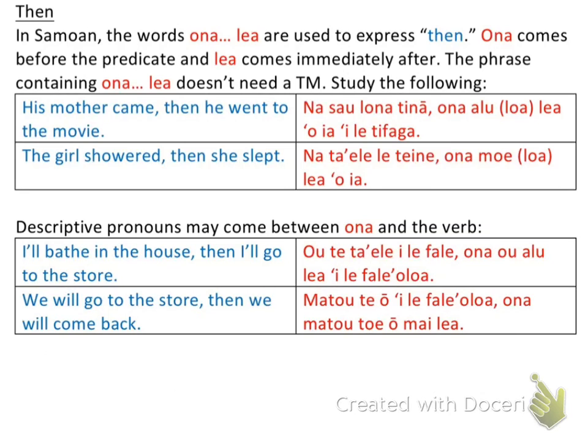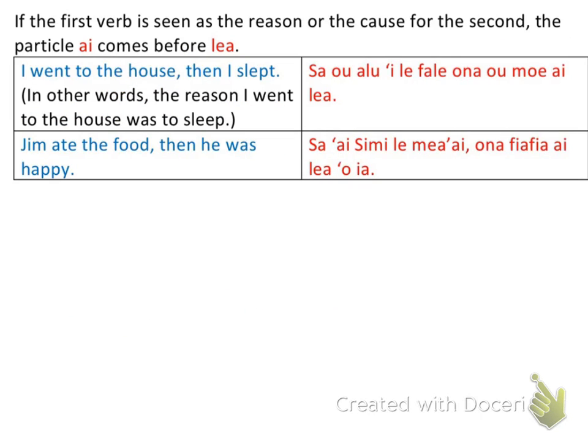Again, this is a lot. This is very deep. I would encourage you at this point to pause and come back to this in 10 minutes. Moving on to the next part, we have if the verb is seen as the reason. If the first verb is seen as the reason or the cause for the second, then the particle I comes before leia.